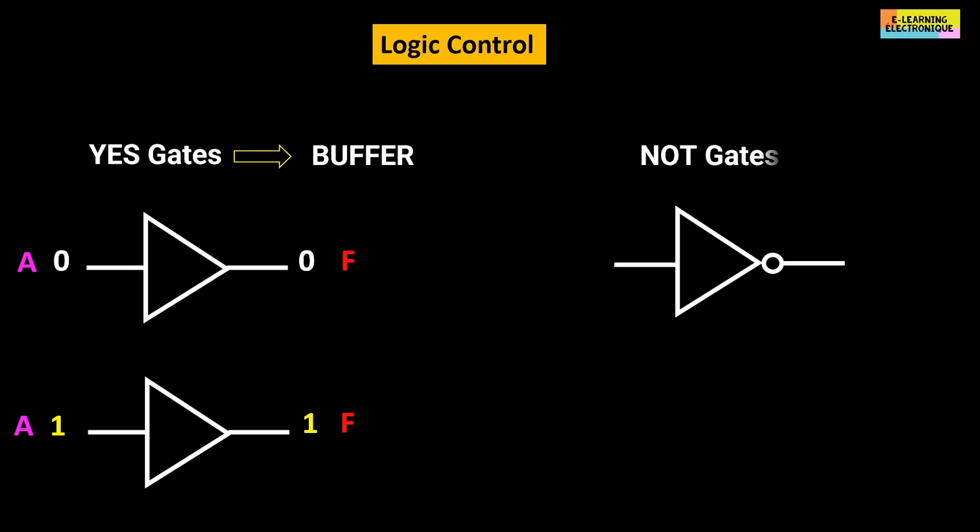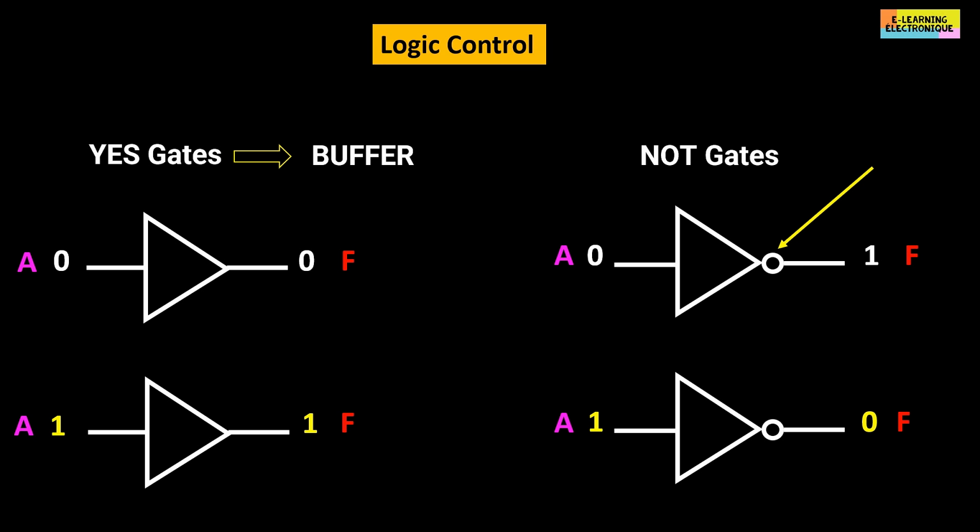In a NOT gate, the value of the output bit is the inverse of the input bit. On the diagrams, to differentiate this gate from the yes gate, a small circle has been added in front of the triangle. For the result, if the input is equal to 0, the output will be equal to 1. If the input is equal to 1, the output will be equal to 0.